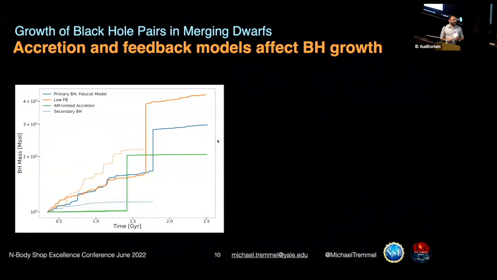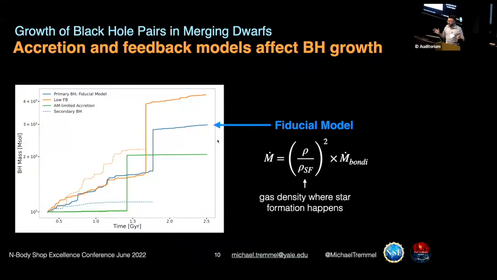So what I'm showing here is the mass evolution of the two black holes. In solid lines, we have the mass of the primary black hole in the more massive galaxy, and the dashed lines show the mass evolution of the secondary black hole for 3 different models. The blue being our fiducial model, we have the typical accretion rate prescription, a Bondi accretion rate boosted by a certain factor for high density gas. That's more or less what we did in the Romulus simulations.